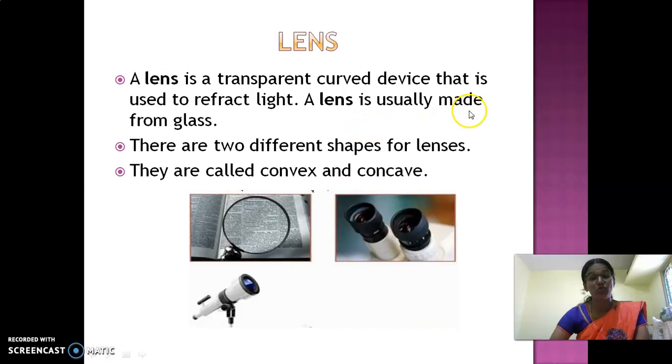And a lens is usually made of glass. We have two different shapes of lens. They are concave and convex. Don't get confused. Mirror is different, lens is different. In the mirror, we have two types of mirror, they are concave mirror and convex mirror. Whereas in lens also we have two types of lens, they are convex lens and then concave lens.